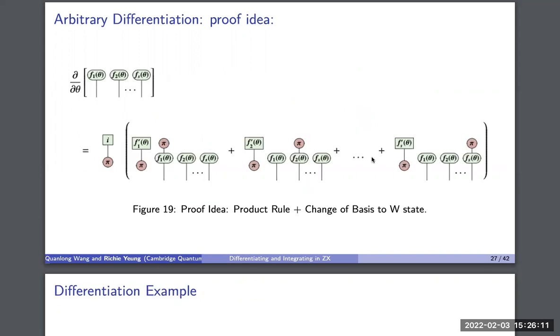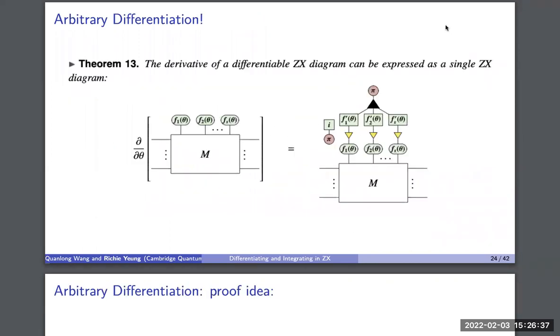So using this change of basis, you first differentiate all these parameterized spiders, you get this term, and then you apply the change of basis. After the change of basis, you get at the top something that looks like the W state. And then you replace that superposition of computational basis states with the W state. And if you do all of this, you get the result shown here.